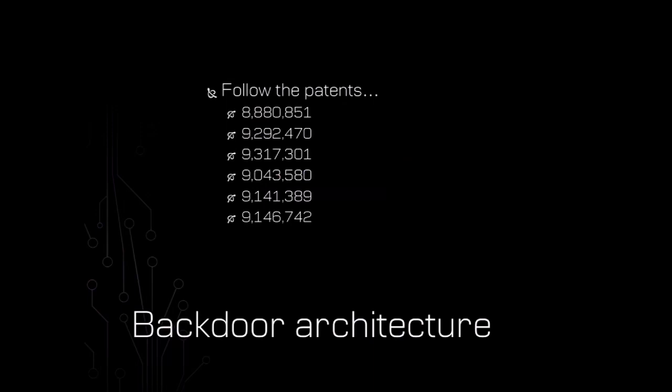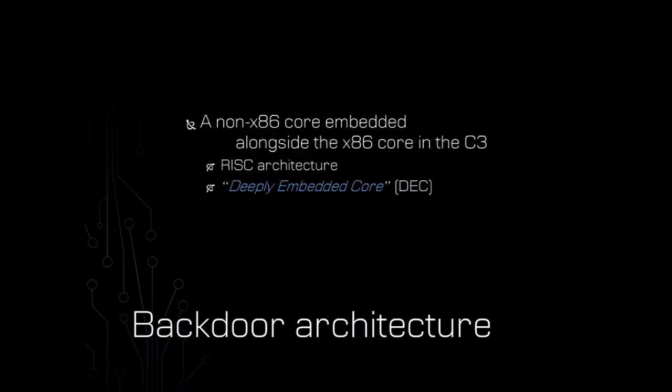So after a lot of work, I narrowed in on these 6 patents that seem to have some loosely related ideas that might be able to point me in the right direction for circumventing the ring privilege model in x86. So some of the key ideas from these patents that I narrowed in on was it looked like at the time VIA was embedding a non-x86 core alongside their x86 cores in the C3 processor. This non-x86 core was a RISC-type architecture, and the patents didn't have a consistent term for this, but I started calling this the deeply embedded core, the DEC.